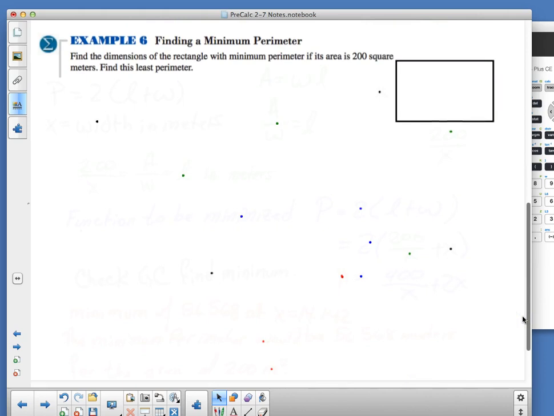Okay, when we're finding a minimum perimeter, we're going to be looking at a graph that has its minimum down. If it's a minimum perimeter or a maximum perimeter, we're going to maximize or minimize the perimeter with the amount of stuff there, but we're looking at a minimum perimeter here. Okay, find the dimensions of a rectangle with minimum perimeter if its area is 200 square meters.